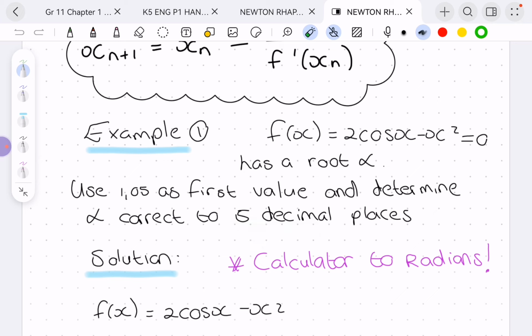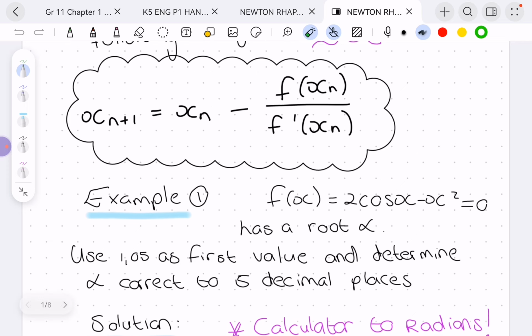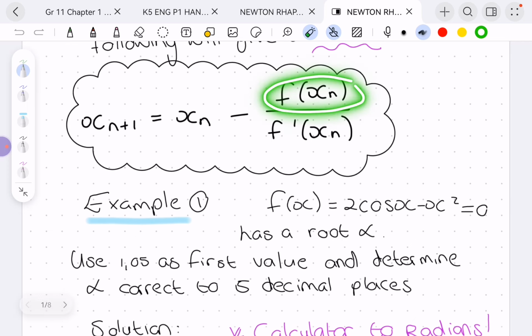Okay, before we start, remember your calculator must be in radians. To use Newton-Raphson method, we need the function. We need a first estimation, great, that's what they've given us. So we know x1 is in this case 1,05. And we also need the derivative of the function.